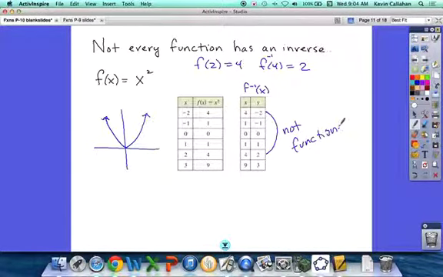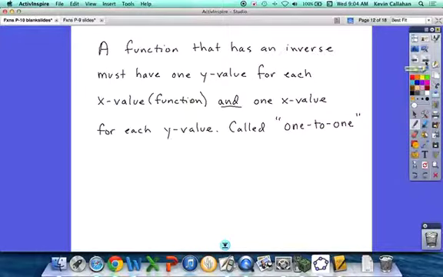Okay, so now I think this is a writing slide. A function that has an inverse must have only one y value for each x value. That's what we mean by a function. But then it also has to have only one x value for each y value, so that when you switch them, you've still got a function. When that is the case, that's called one-to-one. A function that only has one x for each y and one y for each x is called one-to-one.